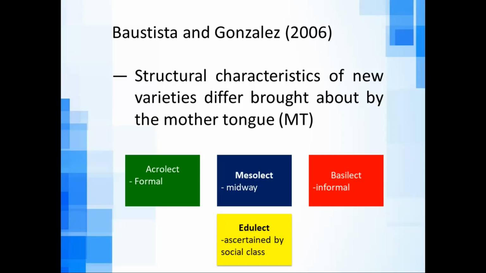And added to that, Bautista and Gonzalez used the term idiolect for these varieties resulting from certain types of education ascertained by social class, but conveyed or transferred by the kind of instruction of the school systems, especially for those coming from higher income families and better educated classes.